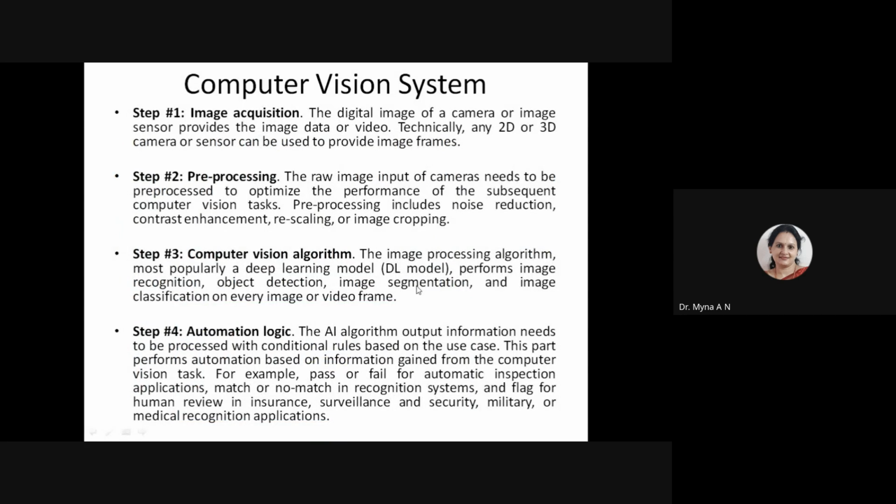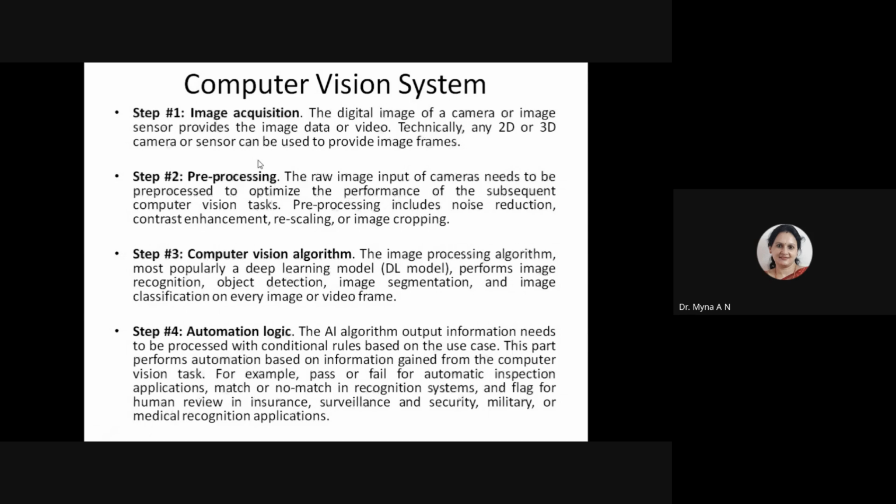In general, there are 4 steps in a computer vision system. The first step is image acquisition. The digital image from a camera or image sensor provides the image data or video. Technically, it could be a 2D image or a 3D camera or sensor that provides the image frames.